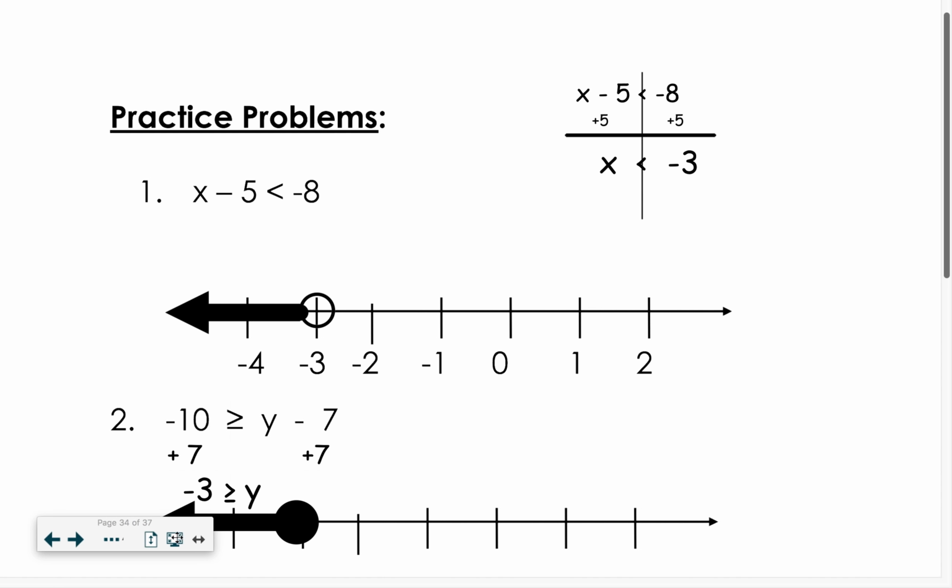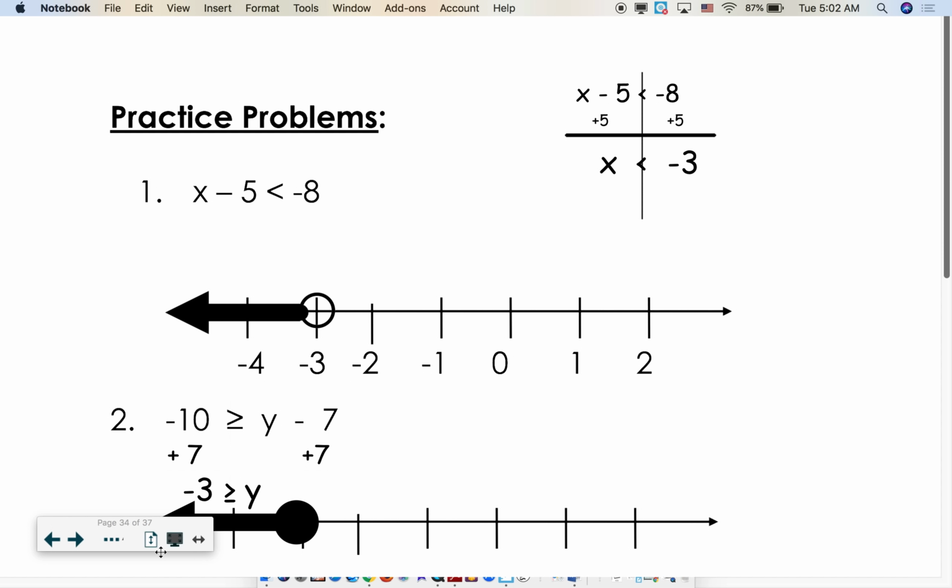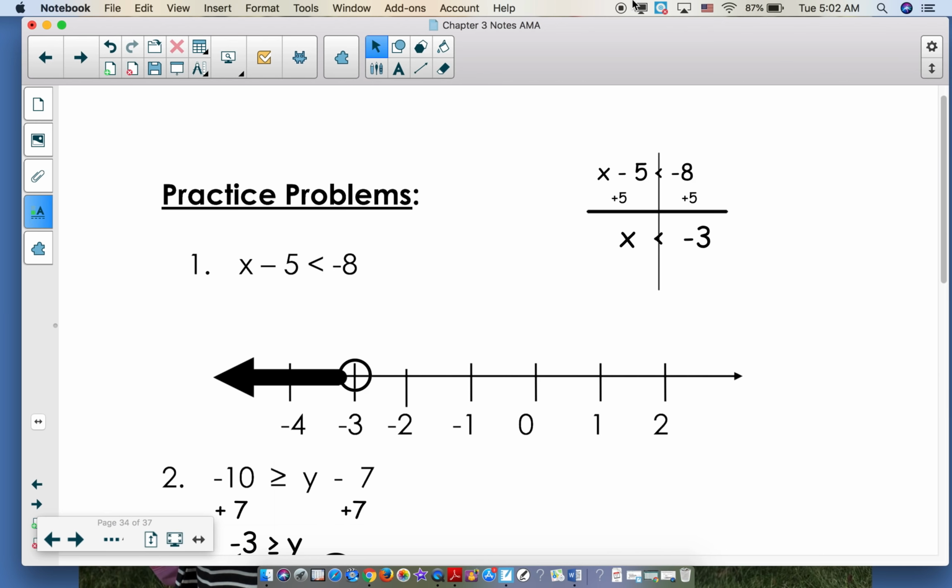Okay, so that was 3.6. I'm going to go ahead and ask you. You are going to do 3.7 next, but there we go.